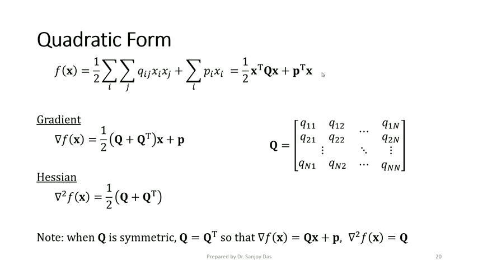If you're given a quadratic expression like this, then the first derivative is this, and the second derivative is this. And why do I assume that Q is symmetric? Because suppose you're given a Q that's not symmetric, you can replace this Q with half of Q plus Q transpose, and you'll get the same value.